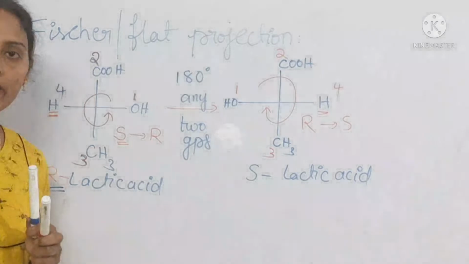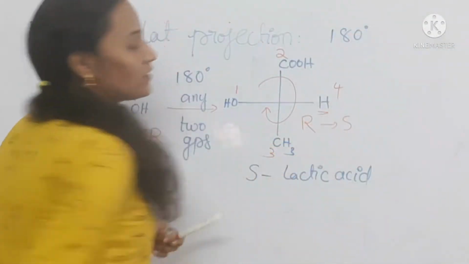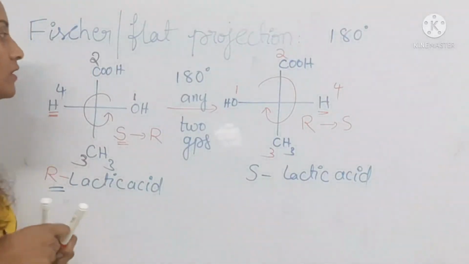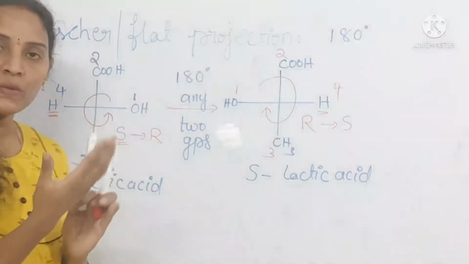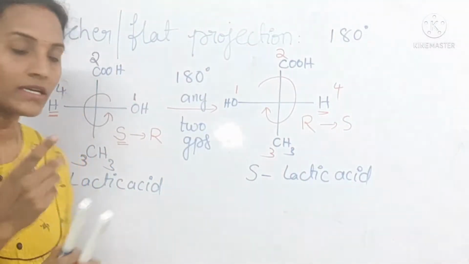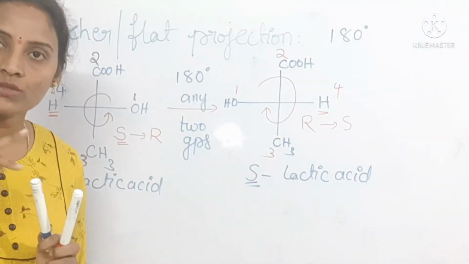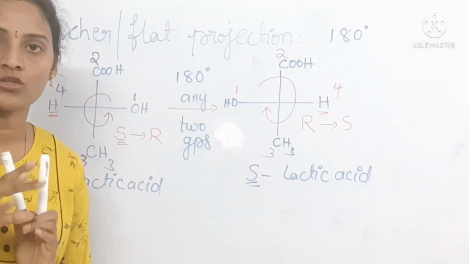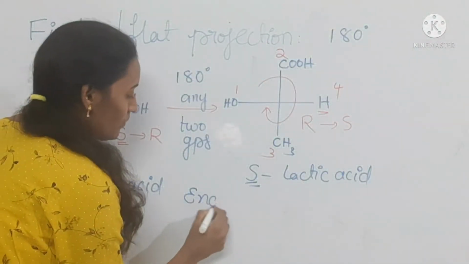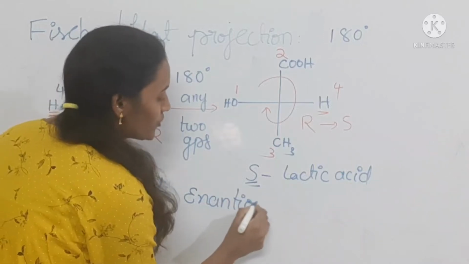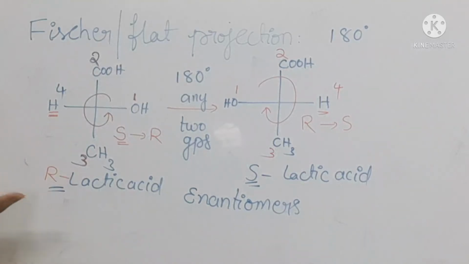That means while rotating 180 degrees any two groups present in that isomer, the starting one, this one, then you will get the enantiomer of that isomer. These two are opposite configurations. The isomers which have opposite configuration are nothing but enantiomers. Enantiomers.